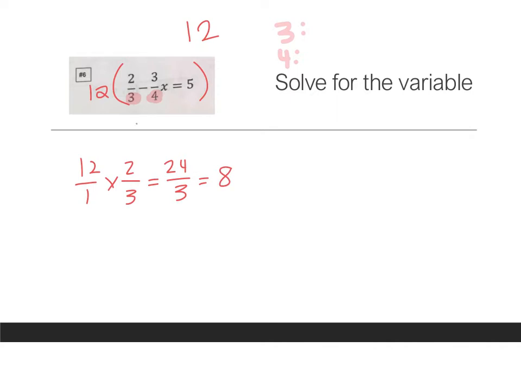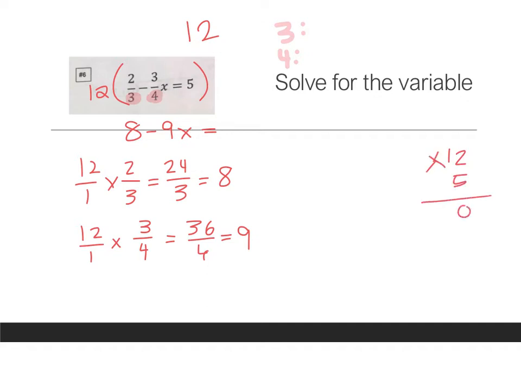Okay, so I'm left with 8 minus, now I need to do 12 over 1 times 3 over 4. And then we get 36 over 4, which is 9. So we're going to get 9x equals, and then I have to do 5 times 12. So 12 times 5 is going to give me 60. So I'm going to get equals 60.